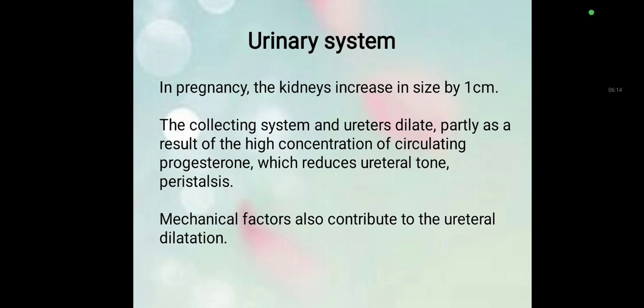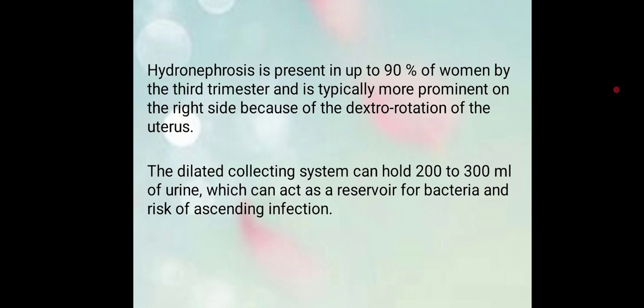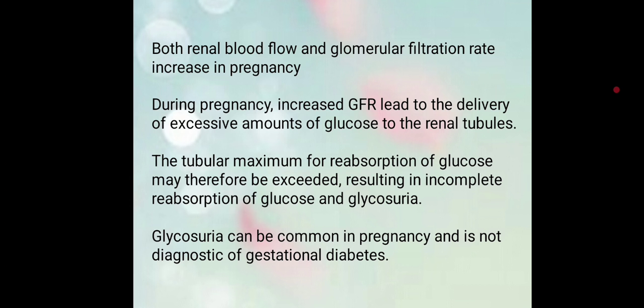Urinary system. In pregnancy there is kidney hypertrophy and dilatation in the collecting system and ureters due to the effect of progesterone. There is also a mechanical factor contributing to this ureteral dilatation, demonstrated by hydronephrosis, mainly on the right side due to dextrorotation of the uterus. As a consequence, the dilated collecting system holds 200 to 300 ml of urine, which acts as a reservoir for bacteria and risk of ascending infection. Both renal blood flow and glomerular filtration rate will increase in pregnancy.